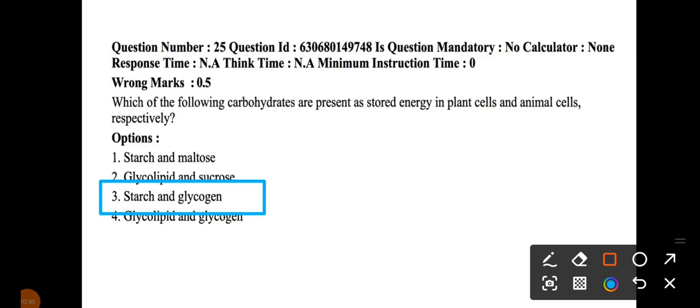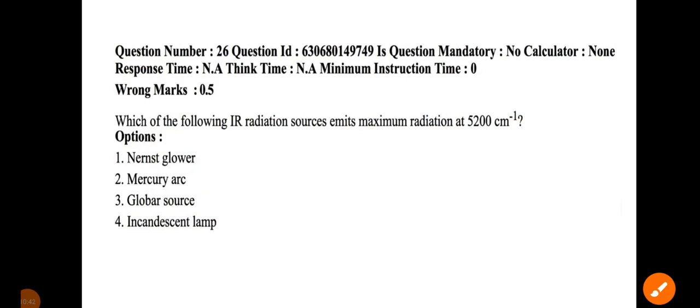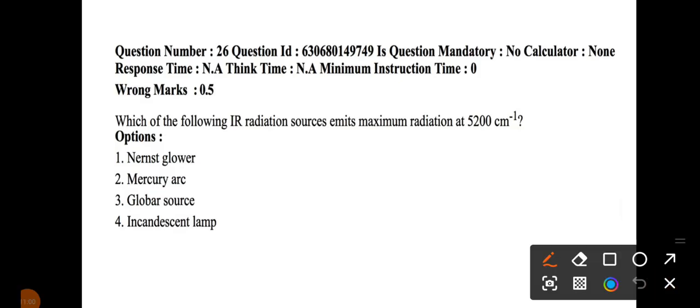Okay, the next one: which of the following IR radiation sources emits maximum radiation at 5200 centimeter inverse, right? So the options are Nernst glower, mercury arc, globar source, and incandescent lamp. So what is the answer here? So our answer is the Nernst glower lamp, right? So Nernst glower lamp gives the radiation at 5200 centimeter inverse.